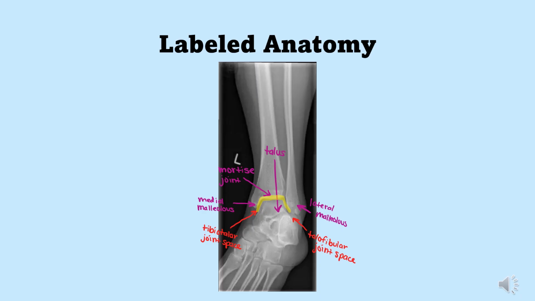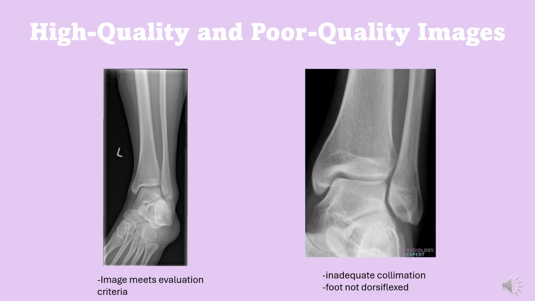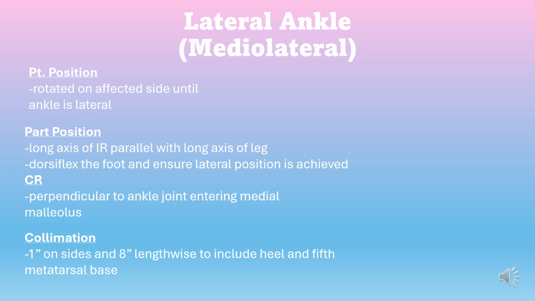The anatomy included for the Mortise ankle is going to be the Mortise joint, the talus, medial malleolus, lateral malleolus, tibio-talar joint space, and tibiofibular joint space. The evaluation criteria for the Mortise is it's going to be centered to the exposure area. The distal tibia, fibula, and talus are visualized, a proper 15 to 20 degree rotation of the ankle. The image on the left meets evaluation criteria, but the image on the right does not because it has very inadequate collimation and the foot is not dorsiflexed, and you can tell that by the Mortise joint not being completely open.